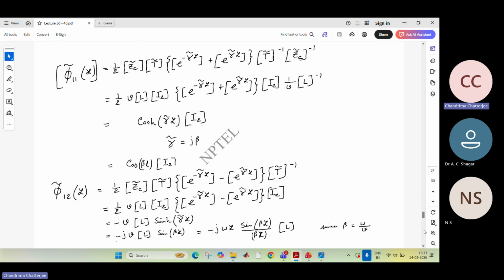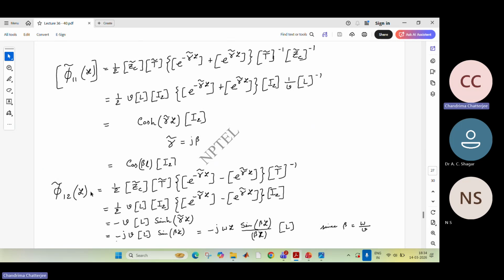Let's see what are the elements of the matrix. This is phi 11 L is equal to cosh gamma L, where gamma is propagation constant, or it is equal to j beta, where beta is the phase constant. I2 is the unity matrix basically. I wrote it, right? So this is equal to 1001. This is a unity matrix of 2 cross 2 order.